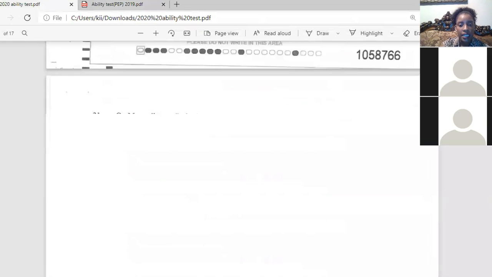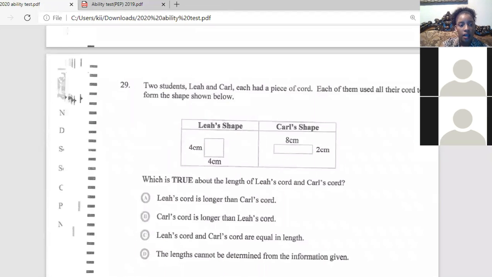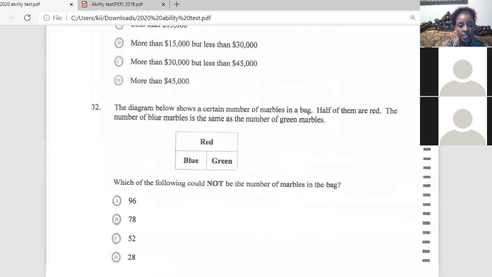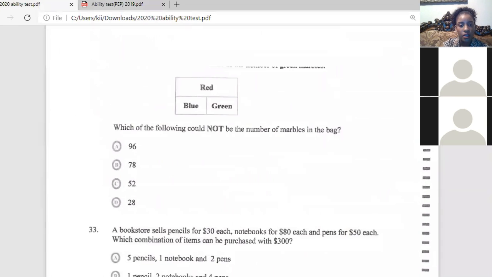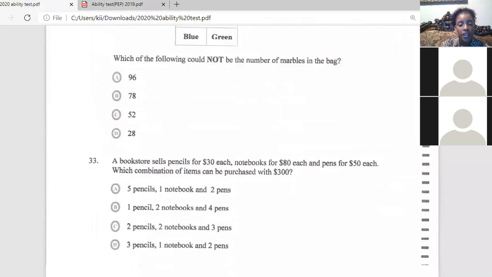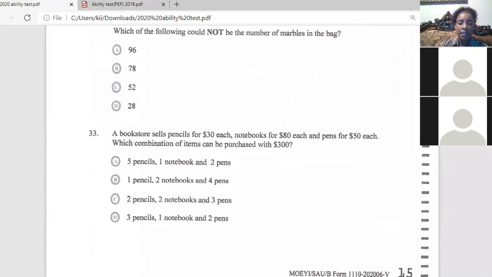All right, let's look at the table on the 2020 paper. There's a table on the 2020 paper. I think we're going farther down. For number 33, we are not seeing anything similar to number 33 on the 2019 paper. However, this is just a general quantitative reasoning question. So you might not see a question that is repeated.